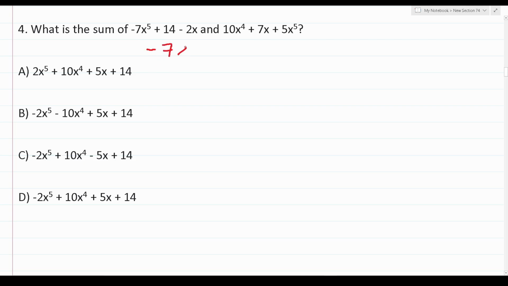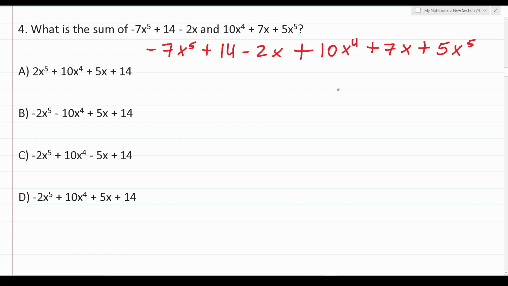We have negative 7x to the 5th plus 14 minus 2x. Again, we're finding the sum of that polynomial, so add with this other polynomial, notably 10x to the 4th plus 7x plus 5x to the 5th. All right, so of course, if we look through our answer choices, we can see that this expression is not there, and that's because we have a lot of like terms in this expression. And on the ASVAB, you always want to combine your like terms to reduce any expression you're working with.